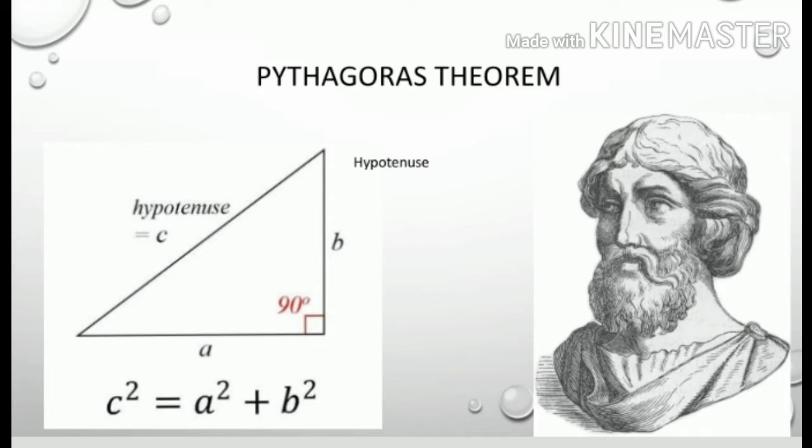Here you can see that in a right angle triangle, the naming is done as A, B and C, where A is the base of the triangle, B represents the perpendicular, and C represents the hypotenuse of the triangle. Pythagoras theorem states that C square is equal to A square plus B square, where C is the hypotenuse, also known as the longest side of a right angle triangle. I'll be sharing a video where you can see the application of Pythagoras theorem in solving problems.